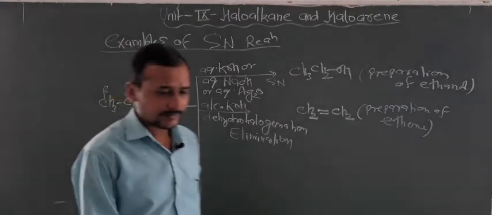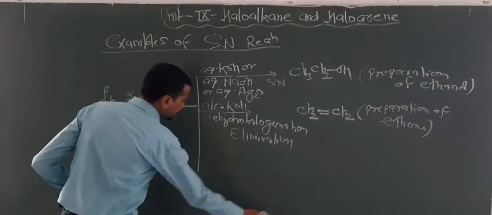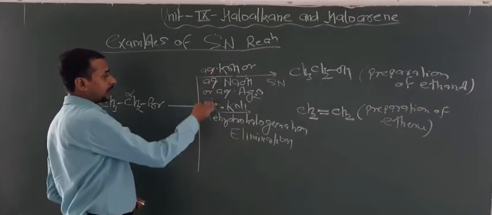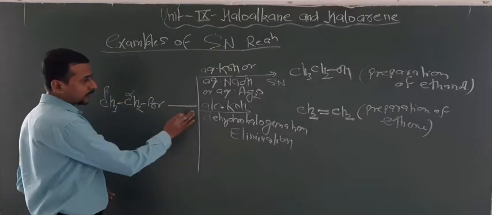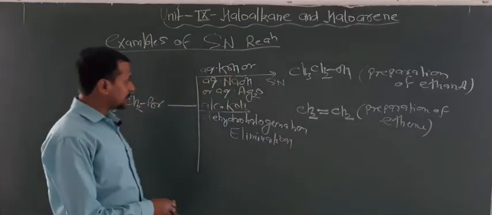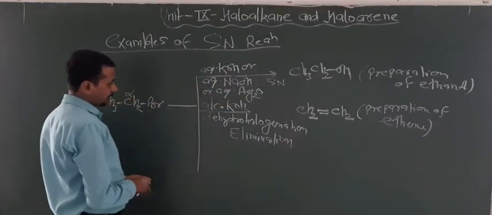Now dear students, let us focus on some more important examples. So this is the difference of aqueous and alcoholic KOH. This you have to learn. Basically, this you have to know in elimination reactions, but I told you here to differentiate the basic concept of the reactions.